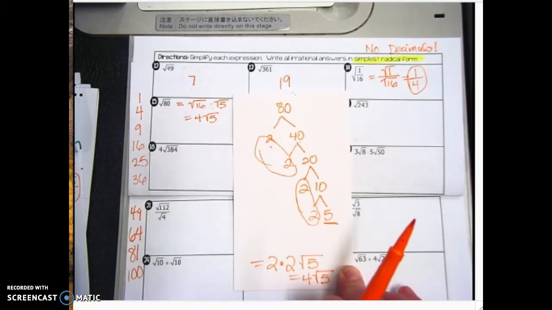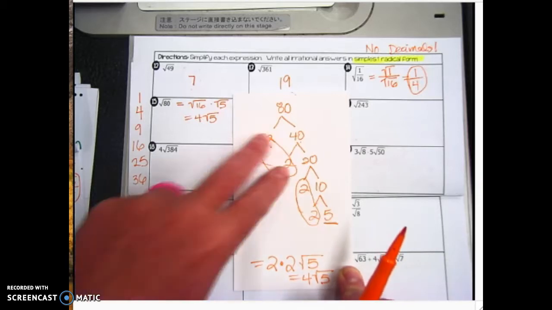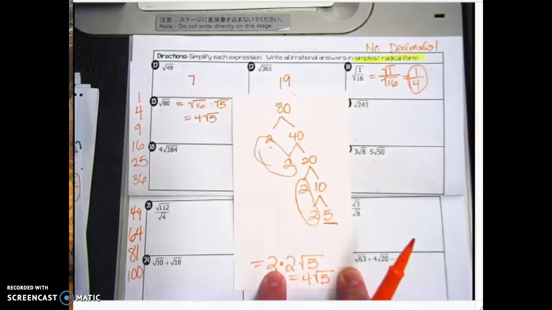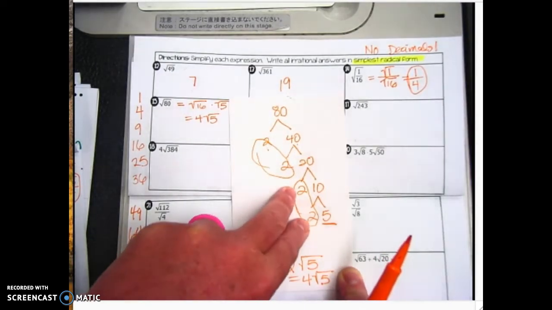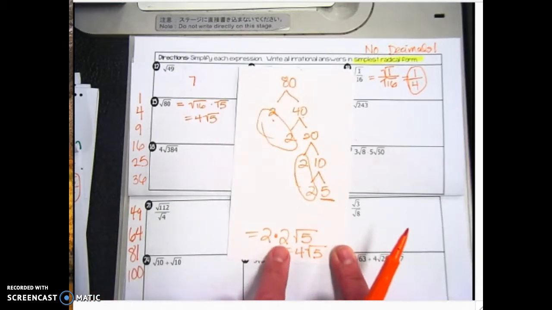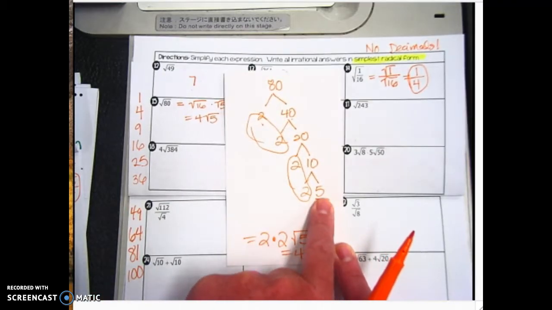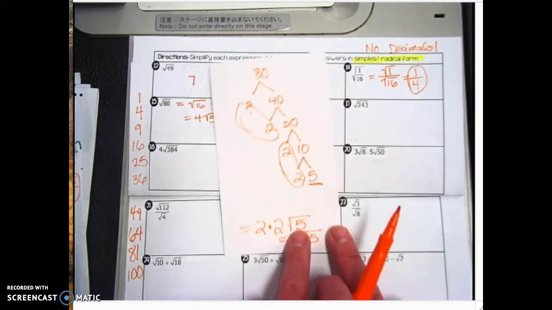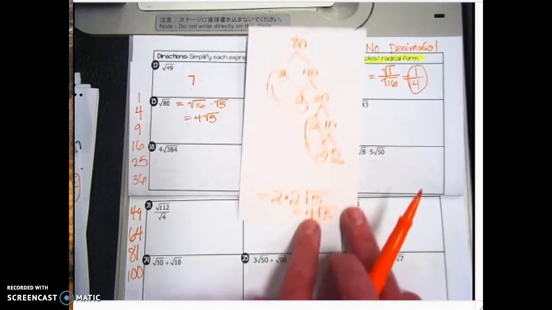And each pair, when you multiply them together and take the square root, one will come out. So 2 times 2 is 4, and the square root of 4 is 2. 2 times 2 is 4, and the square root of 4 is another 2. This 5 does not have a pair, so it stays under the radical by itself, and then you just simplify, 4 square roots of 5.